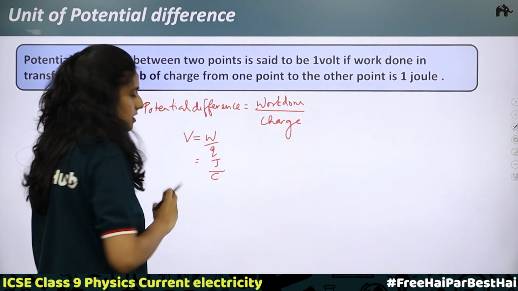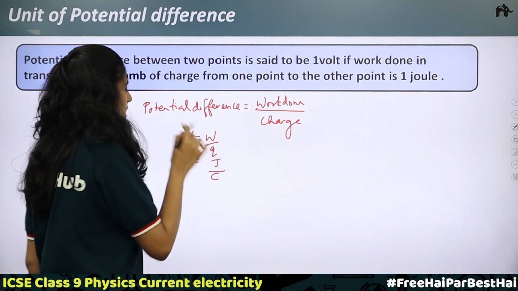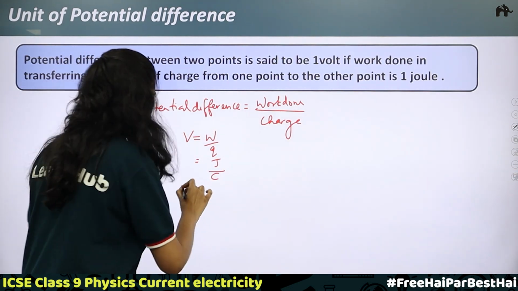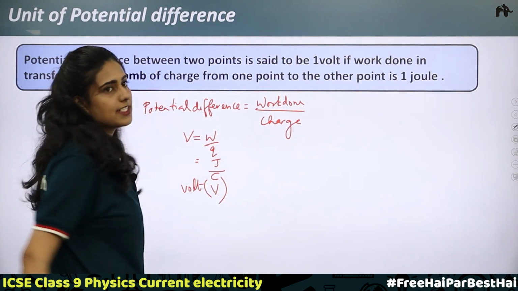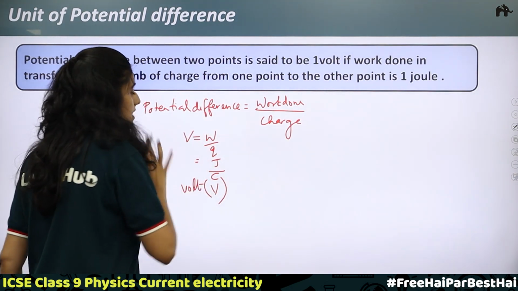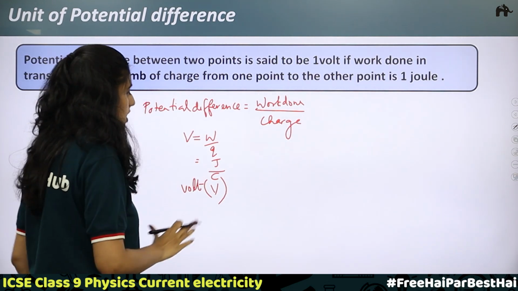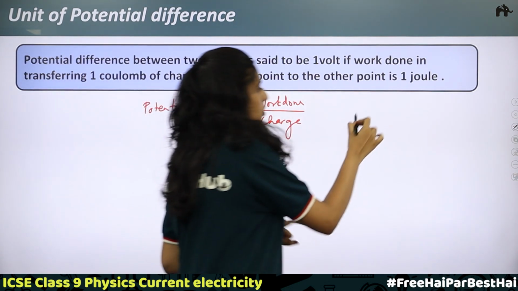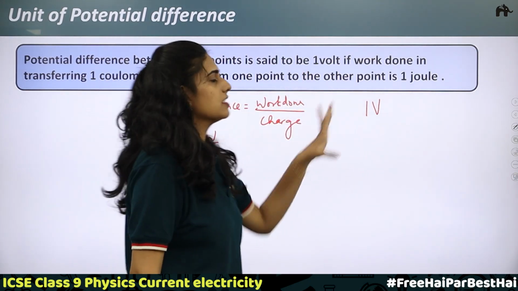In many cases, we take another unit from a scientist's name, and that unit is volt. The unit of potential difference is taken as volt, represented by capital letter V. We have said that potential difference and electric potential are scalar quantities. So, when do we get 1 volt potential difference?